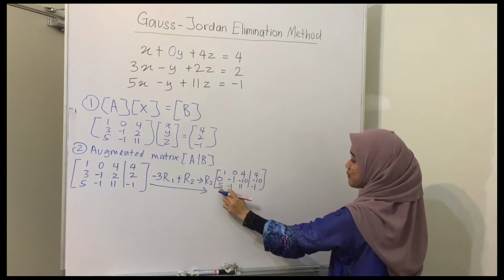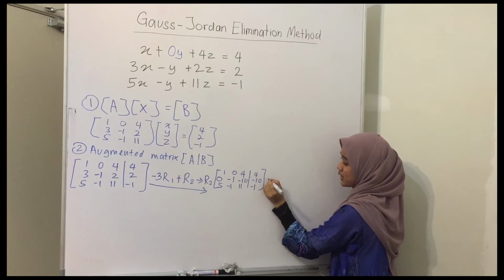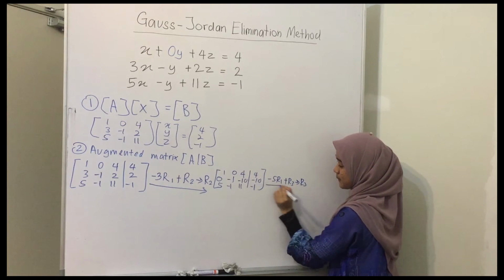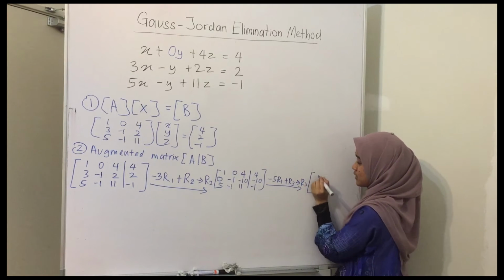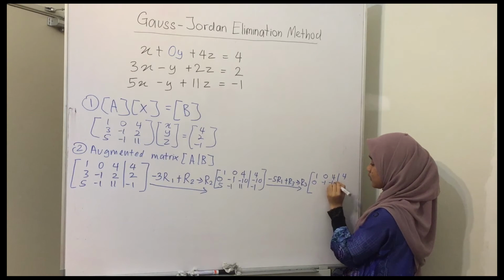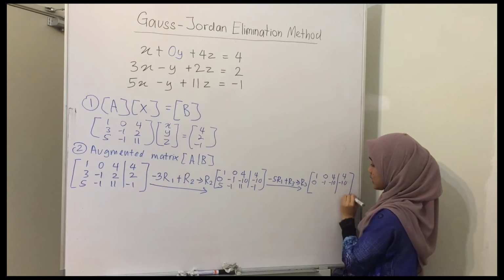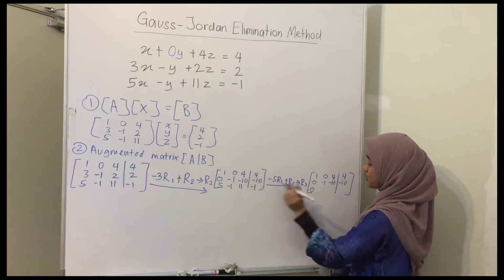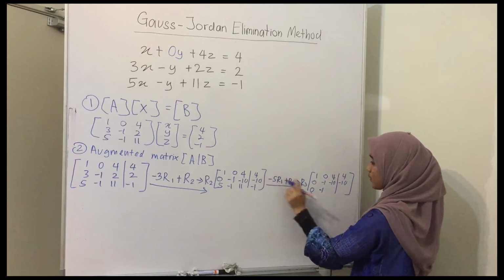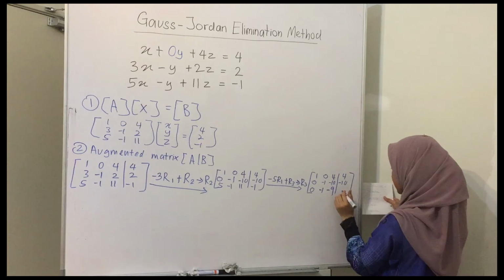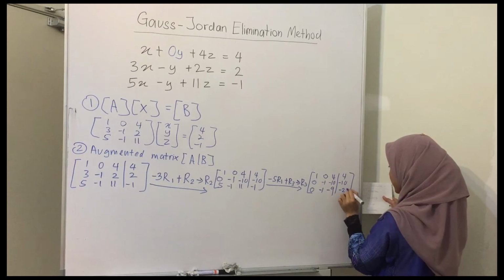Okay, next we want to make 5 into 0. So -5 R1 plus R3 will be R3. Okay, 1, 0, 4, 4, 0, -1, -10, -10. -5 times 1 plus 5 is 0, -5 times 0 is 0, 0 is -1, and -5 times 4 is -20, and it will be -9, and here it will be -21.